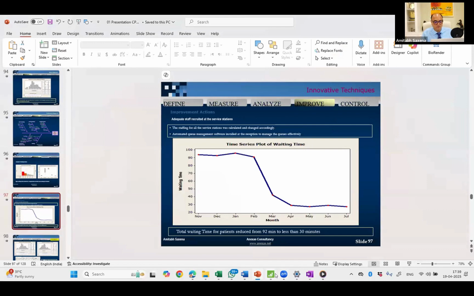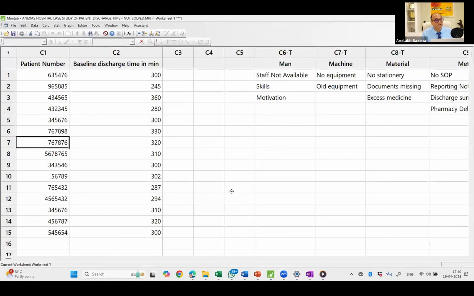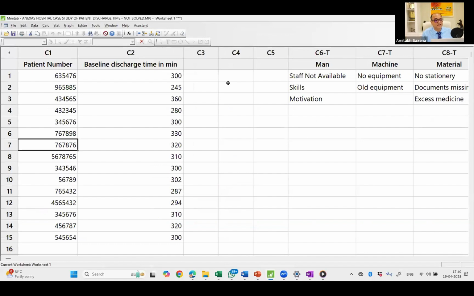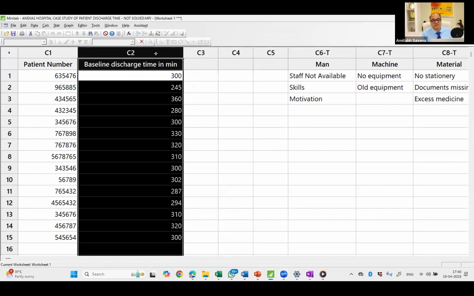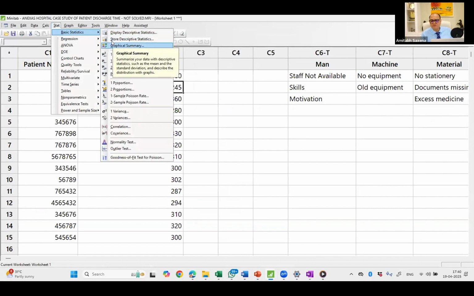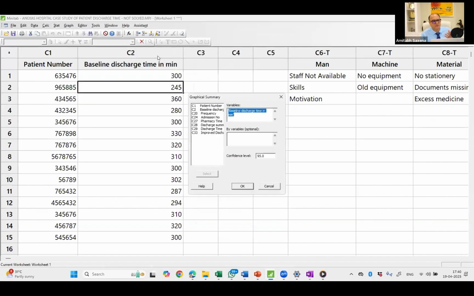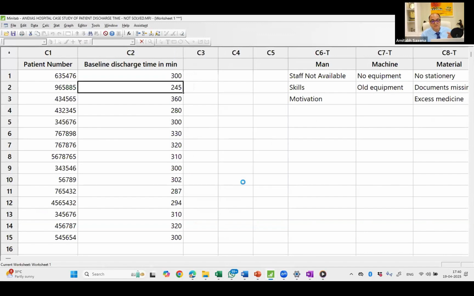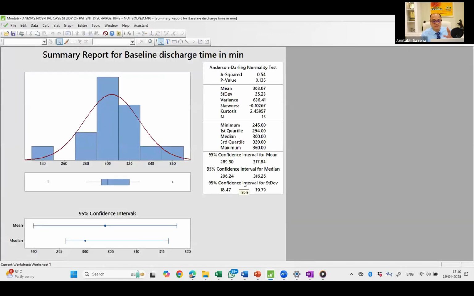Let me show you one more patient waiting time study which we did for one hospital. This was the data which we collected. This was the patient discharge time, the time for discharging a patient. Data was collected. A few samples, 30 samples, is good enough. Don't have to collect too many samples. We'll tell you the logic also of why 30 samples is good.